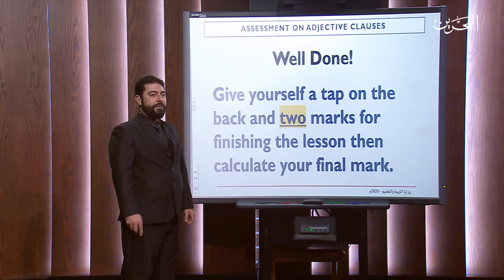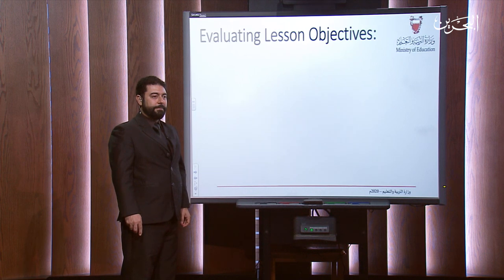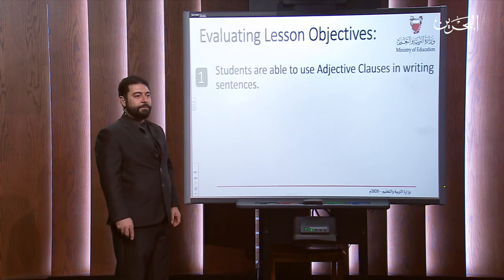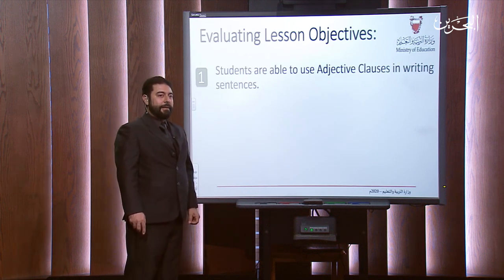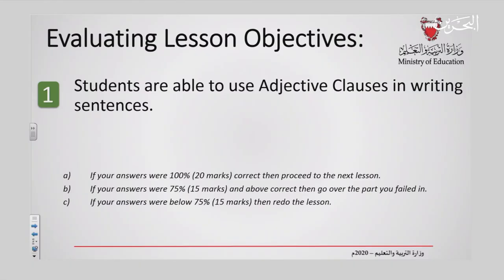Well done. Give yourself a tap on the back and 2 marks for finishing the lesson. Then calculate your mark. Evaluating lesson objectives. Now you are able to use the adjective clauses in writing. And you should have a total mark of 20. If you have 100% correct answers, that means 20 marks, then you can proceed to the next lesson. If you have 75% or above, that means 15 marks, you can go over the parts you failed in and redo them. If you have lower than that, then go over the whole lesson and redo it.